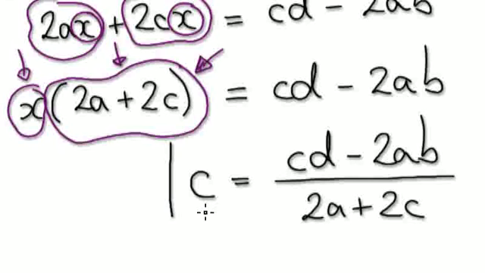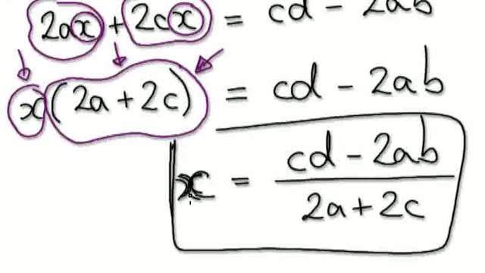Sorry, x here. You've got x here. So here x equals this. So there you've got x equals this. Okay. Yeah. This one here.